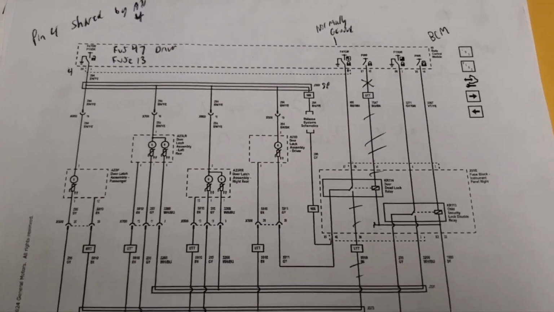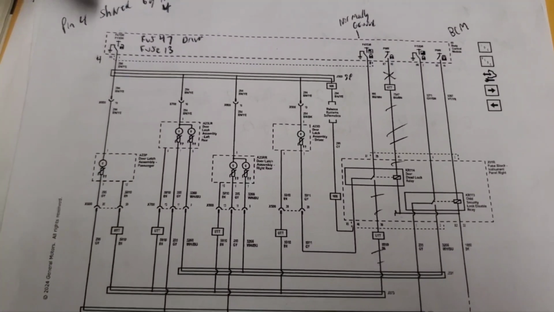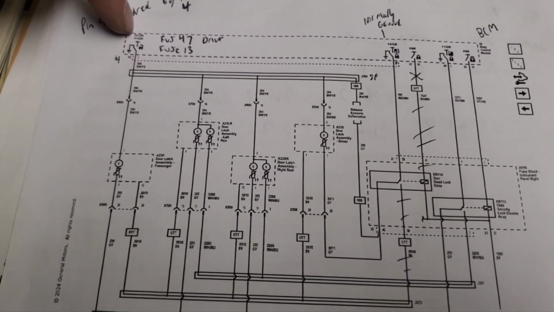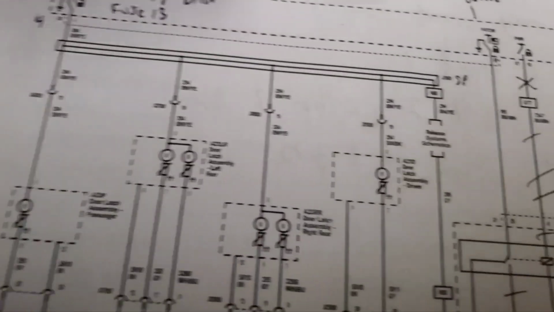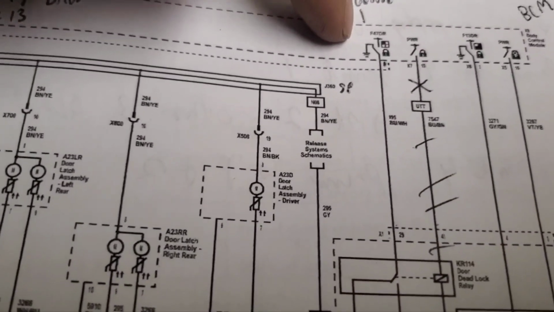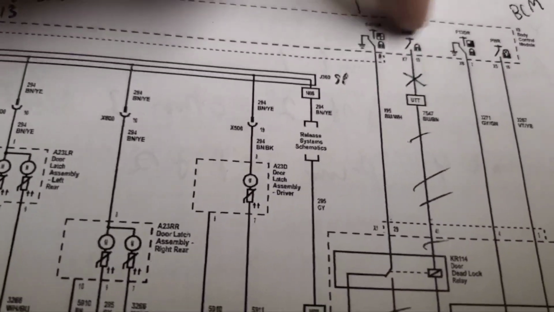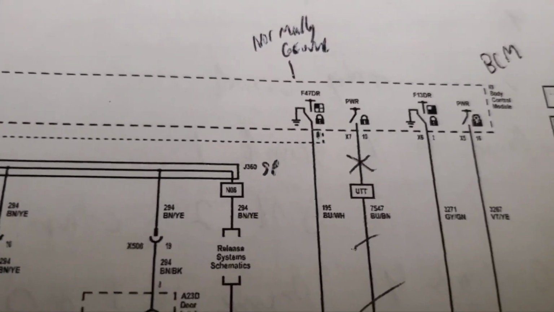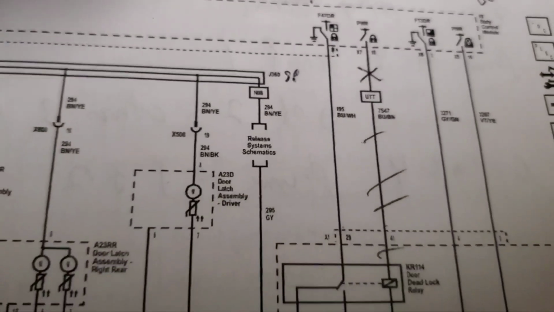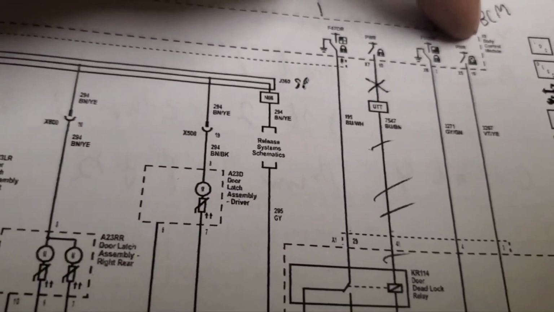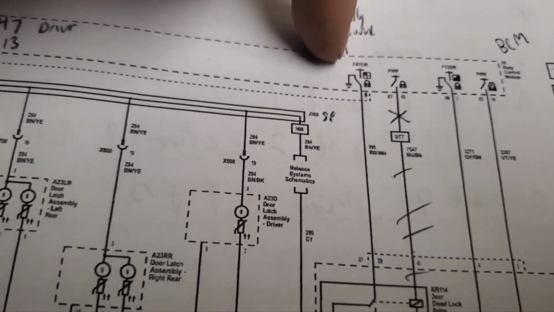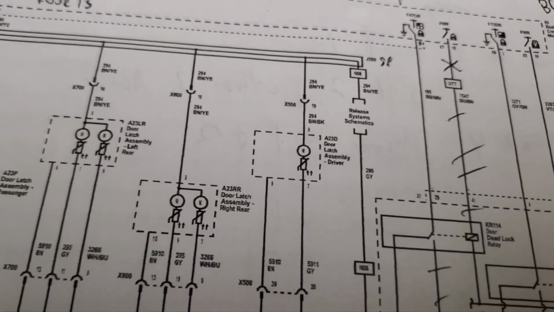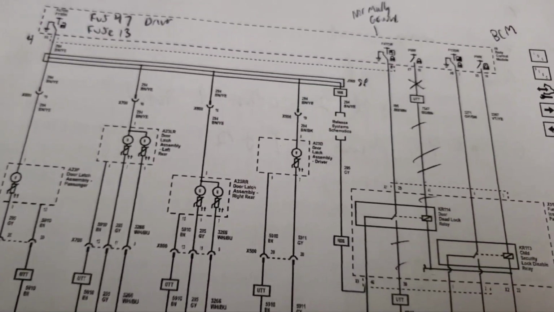Check all those. And this is the factory diagram, which does tell us to check fuse 47 and fuse 13. Same fuses over here, 47 and 13, at the body control module, which is going to be at the right hand side of the passenger compartment that we were just at.